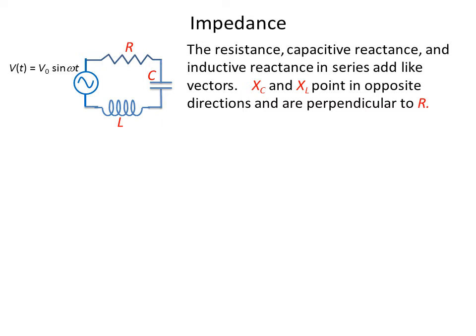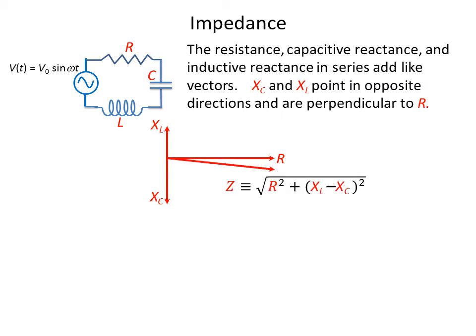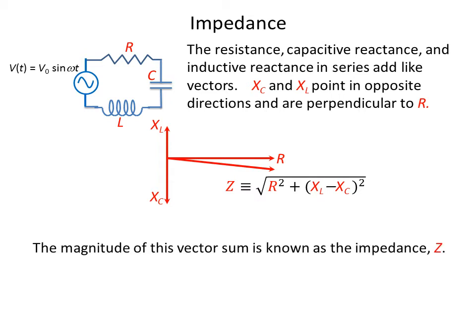You note that X_C and X_L point in opposite directions and are perpendicular to R, or in our picture we have an X_L pointing up, an X_C pointing down, and an R pointing to the right. So that we have a resulting vector which has a length that is equal to the square root of R squared plus (X_L minus X_C) squared. The magnitude of that vector is known as the impedance, Z.